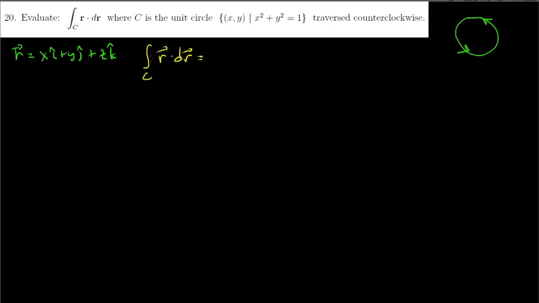Right, so let's just work this out. dr, of course, is just going to be dx i plus dy j plus dz k. And when you take the dot product, you're just going to get x dx plus y dy plus z dz. So that's just another way to write this.